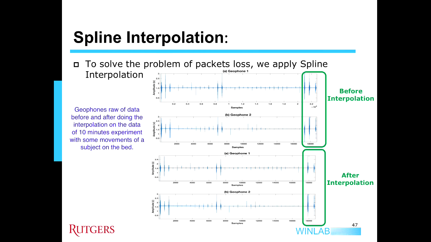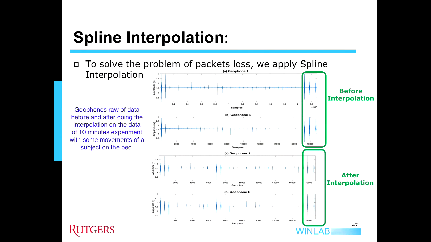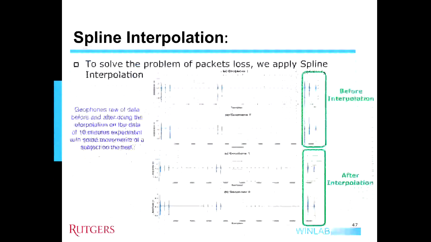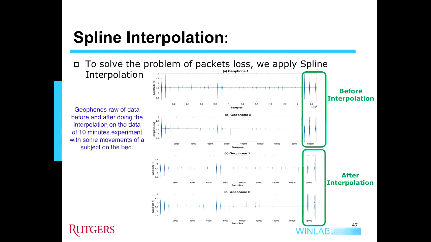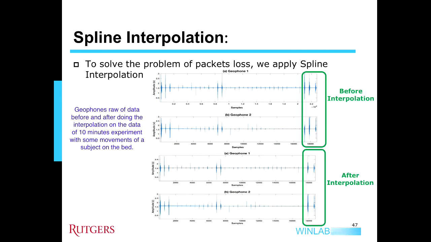This is the original signal that we get from the geophone for a real experiment. That's from Geophone 1, and this is from Geophone 2. These oscillations represent whenever we have a motion, whenever somebody's body part moves. You can see, because of the packet loss, for the same time we didn't get the exact number of packets of data.